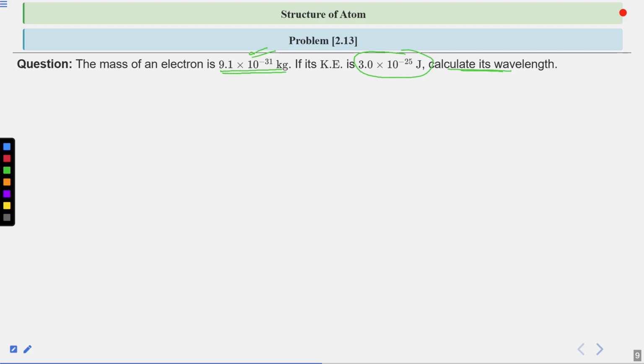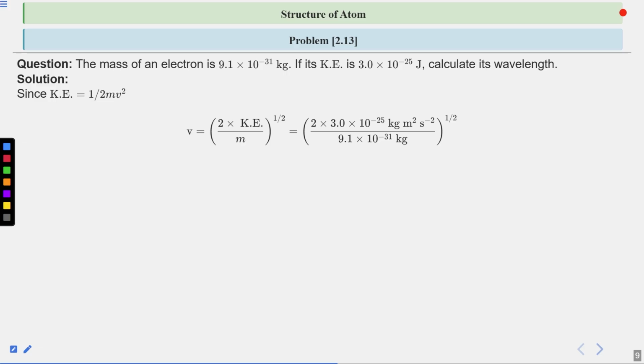Which formula would we use to calculate the velocity if we know the kinetic energy? Any guesses? If you are given the kinetic energy, how will you calculate the velocity? Yes, we will use the formula half mv square. Very simple. Kinetic energy equals half mv square. Just rearrange it: v equals (2 into KE by m) raised to the power half. As the square goes to the other side, it becomes the power half. Kinetic energy is given, mass is given, so we got the velocity. This will be the velocity, 812 meter per second.